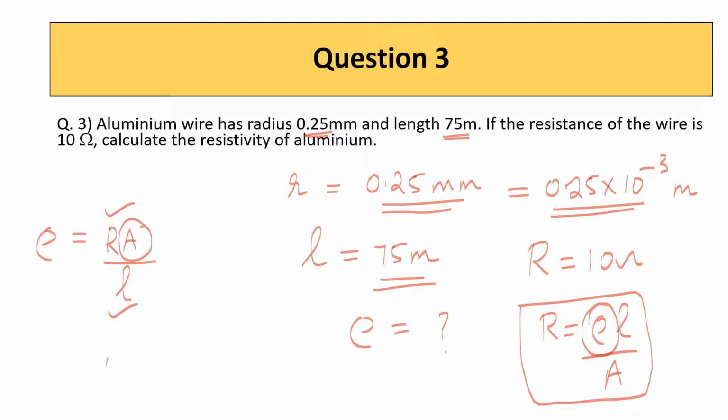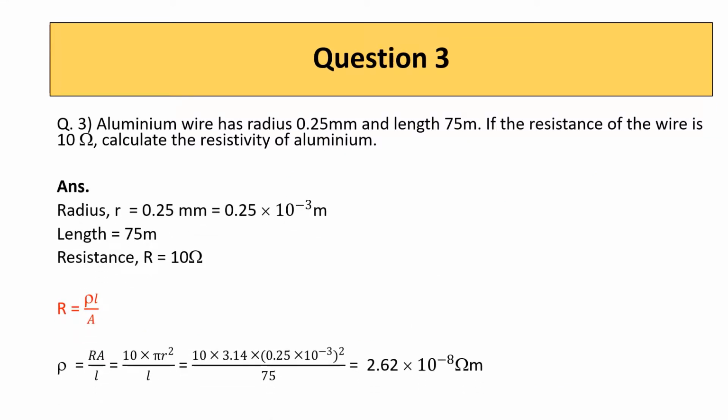A is equal to pi R squared. R is given in the question, therefore you can easily find out this A. When you substitute all these values in this expression, you will get the value.